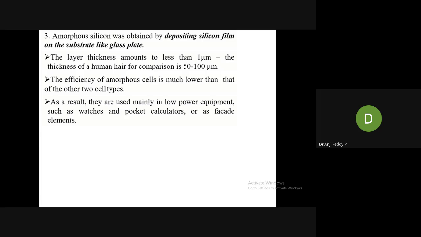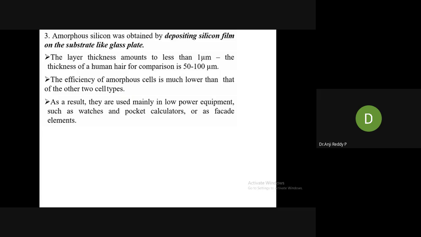That polycrystalline silicon we are using in that solar cell, but the efficiency of that one is less compared with the monocrystalline. And the third one is the amorphous silicon. Actually, this we can obtain by depositing silicon film on a substrate like a glass plate. On the glass plate, we have to deposit the silicon films.